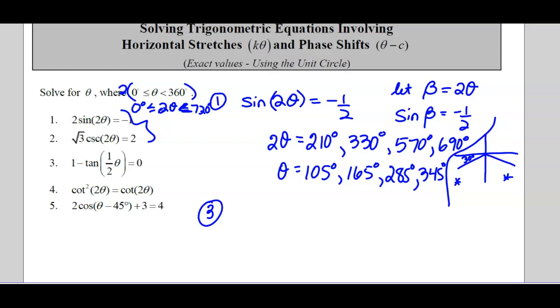Okay, so we're going to do number 3 together. One side's already 0, but it's just a single tan ratio, so I want to isolate the tan ratio. If I bring it over, then it'll be 1 equals, or I'll show it on the left.